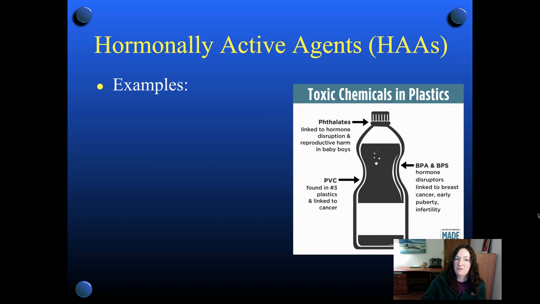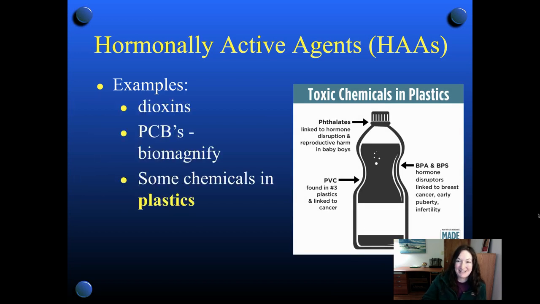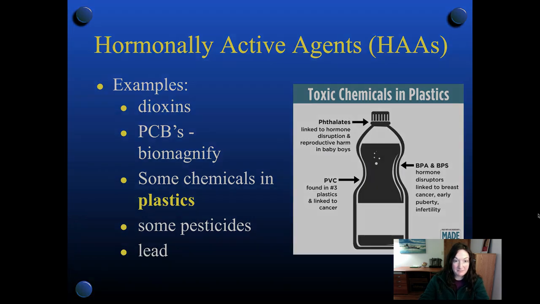Hormonally active agents are also found in plastics. That's what the picture is here. But PCBs, I mentioned before, come from hydrocarbons. Dioxins, again, are toxic substances we saw when we were looking at that table a few slides back. But plastics, especially if you leave a plastic water bottle in the sun, the plastic will leach into the water, and that gives you some hormonally active agents in your body. Pesticides also, we mentioned a few of those, the organophosphate pesticides that have that hormonal influence. And then lead as well.